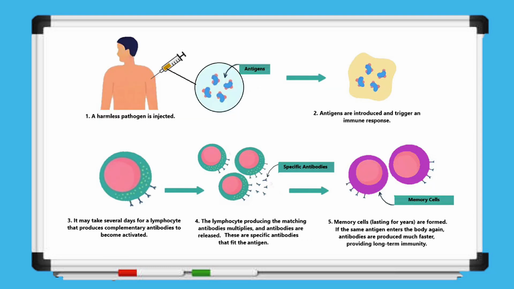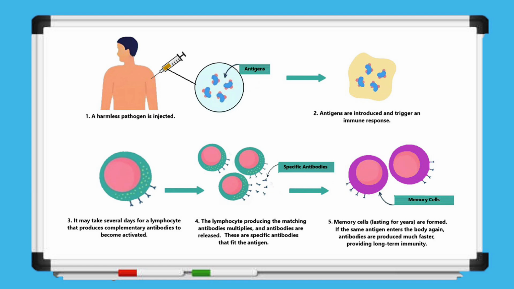Now, let's look at the image illustrating B-cell activation, which is an important part of the immune response and is often triggered by vaccination. First, a harmless form of a pathogen is introduced into the body through the vaccine. The antigens on this pathogen trigger the immune system to respond. It takes a few days for the specific lymphocyte that can produce complementary antibodies to be activated and start multiplying.